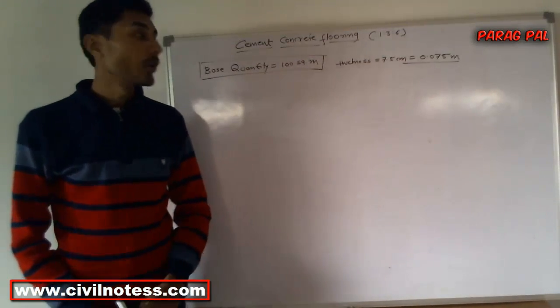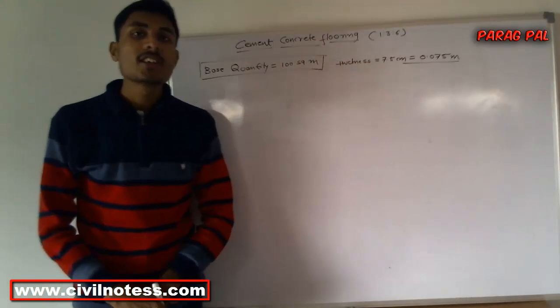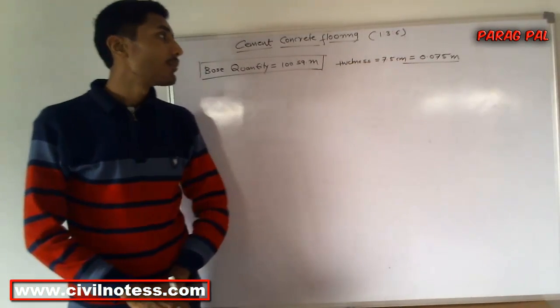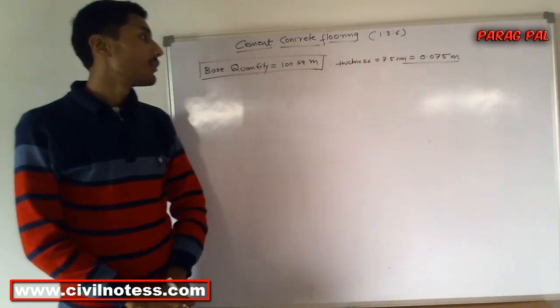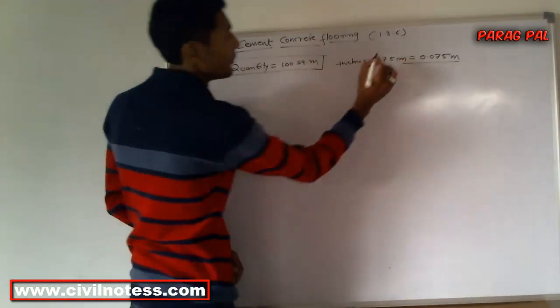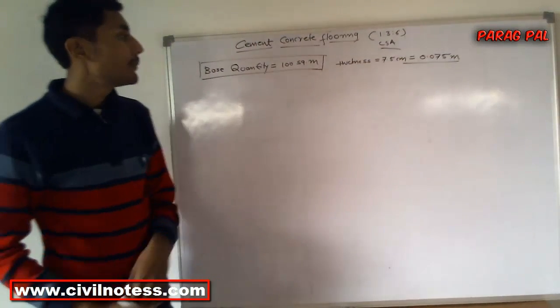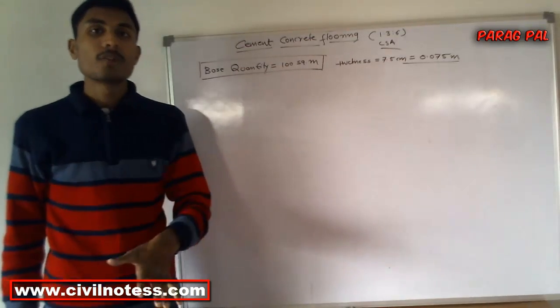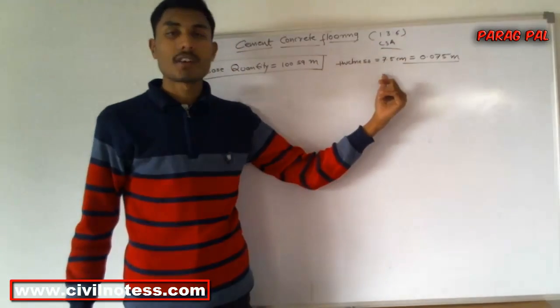In this video I am going to discuss how to determine the cement, concrete, flooring quantities. The mix given is 1:3:6: 1 bag of cement, 3 sacks of sand, and 6 volumes of aggregate. You can remember it as cement, sand, aggregate, CSA. Here I take the base quantity as 100 square meter, and the thickness for the flooring is taken as 0.075 meter, that means 7.5 centimeter.